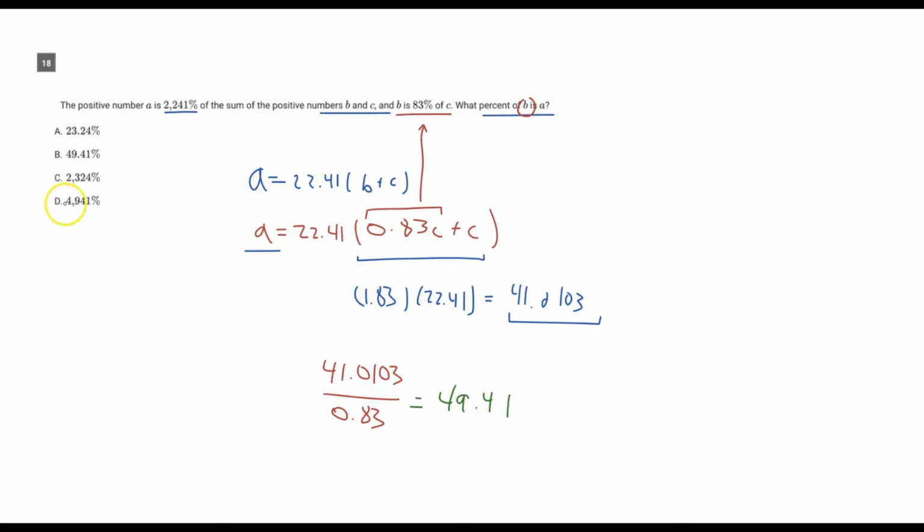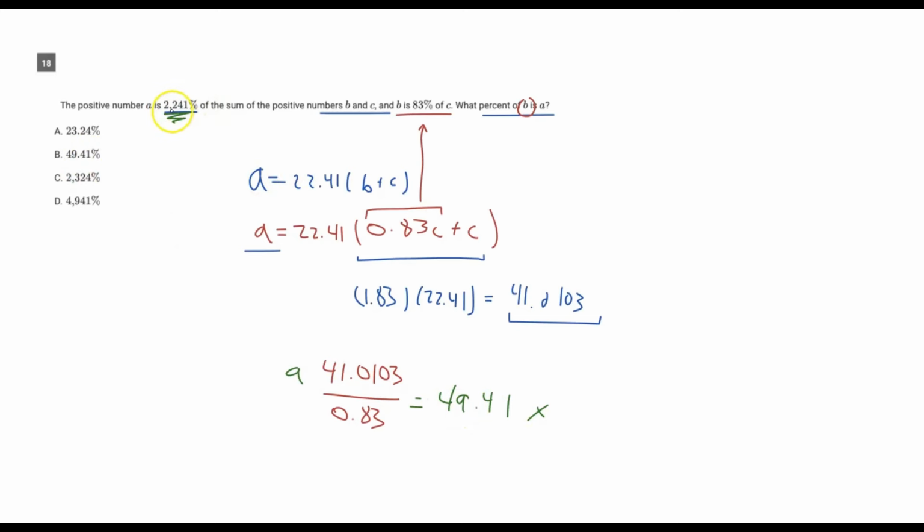49.41. Now here's a trick question, right? This is 49.41x, right? This is the factor. So our A value is 49.41 times larger than 0.83. That's different than the percentage, right?